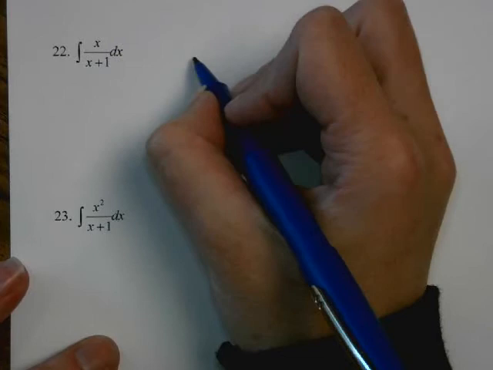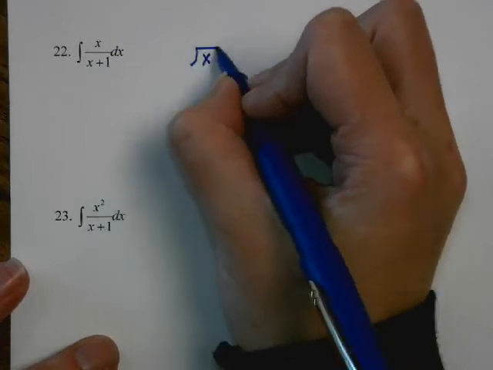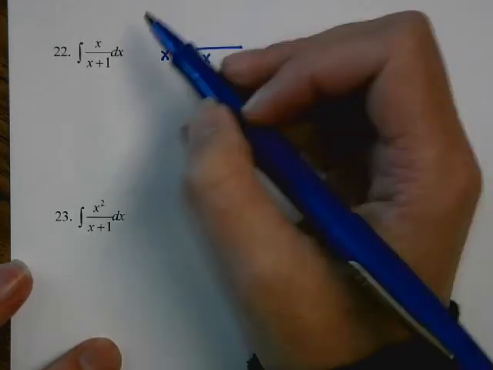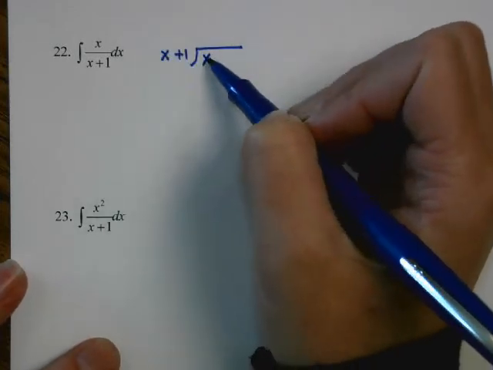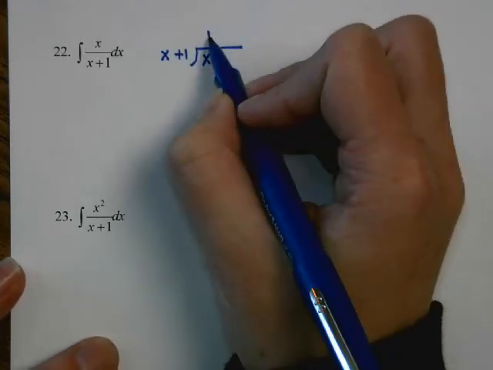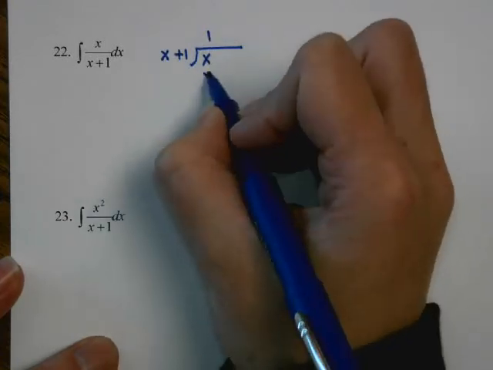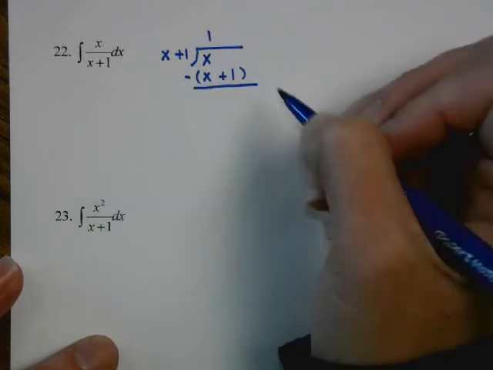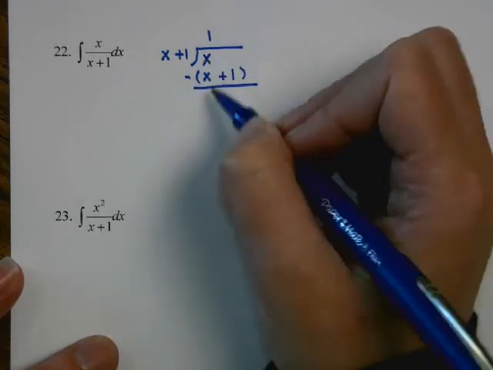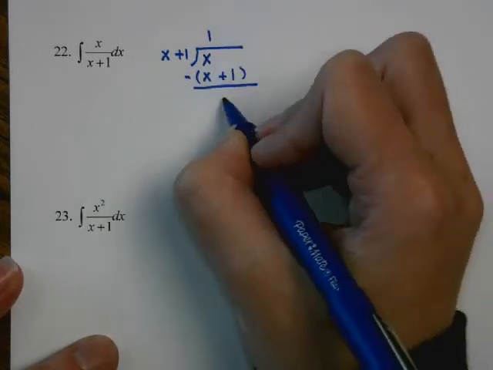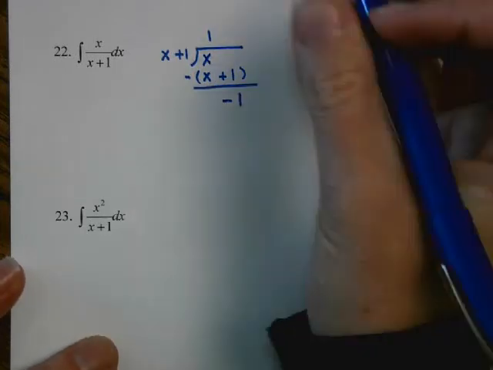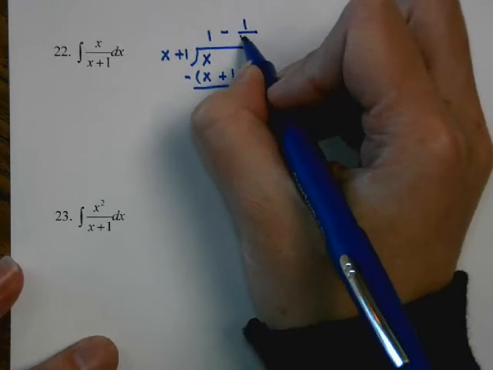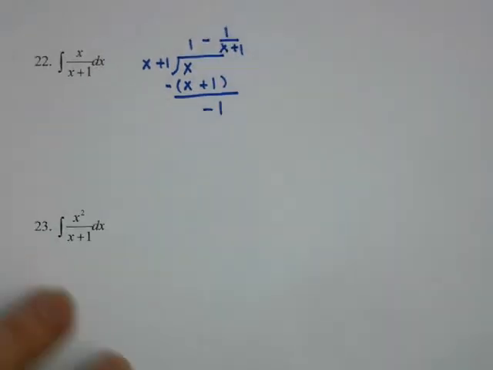So we're taking x, and we're dividing it by x plus 1. So how many times does x go into x? 1. Multiply that down, gives me x plus 1. And then we subtract. So x minus x is 0. 0 minus 1 is negative 1. So my remainder here is minus 1 over x plus 1.